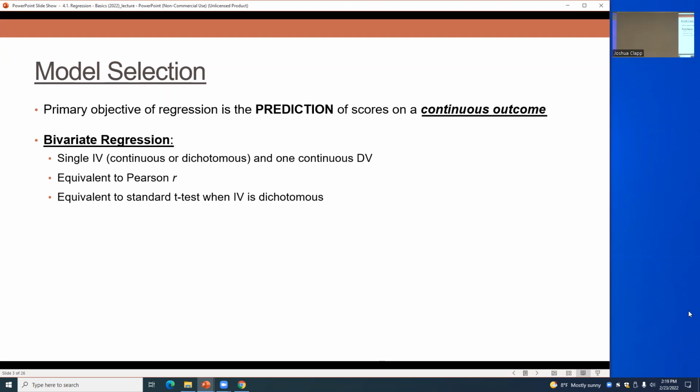Basha, if I was going to say I'm interested in seeing whether young boys are taller than young girls, how would you approach that analysis?